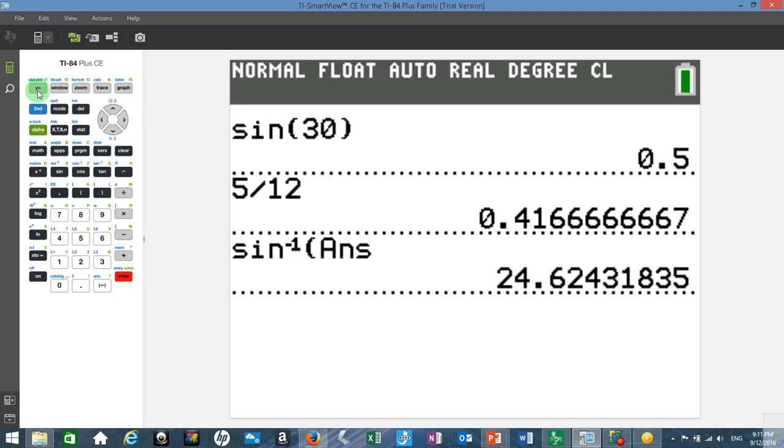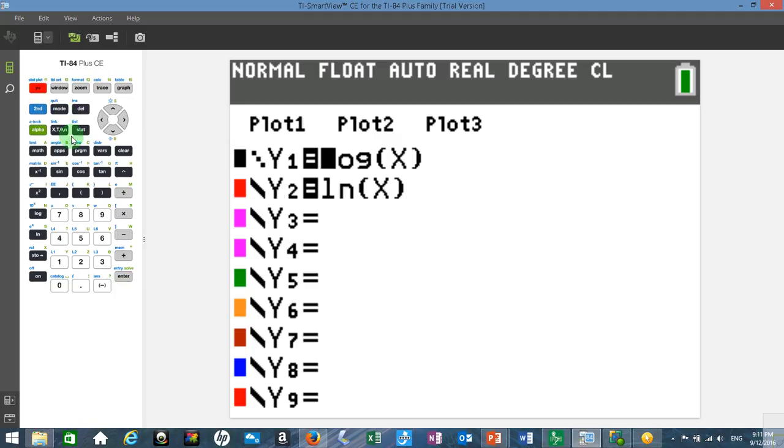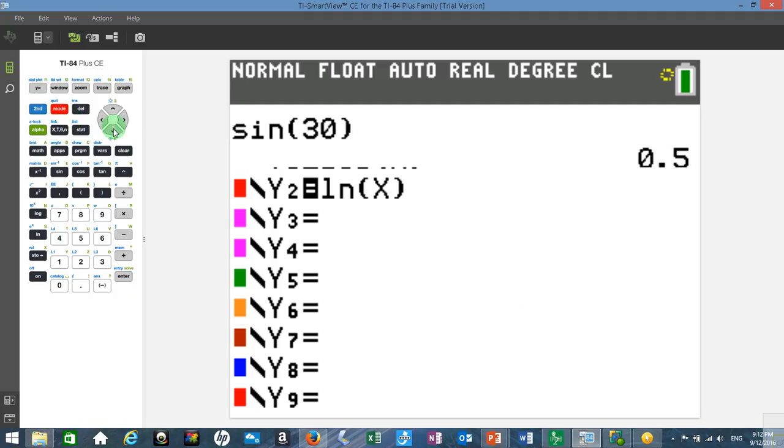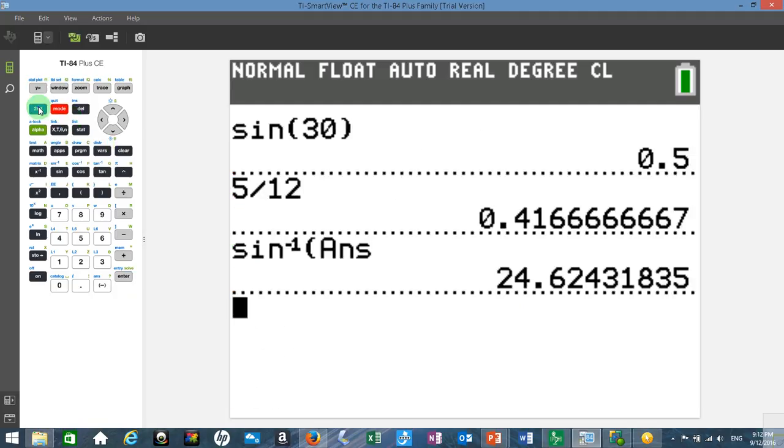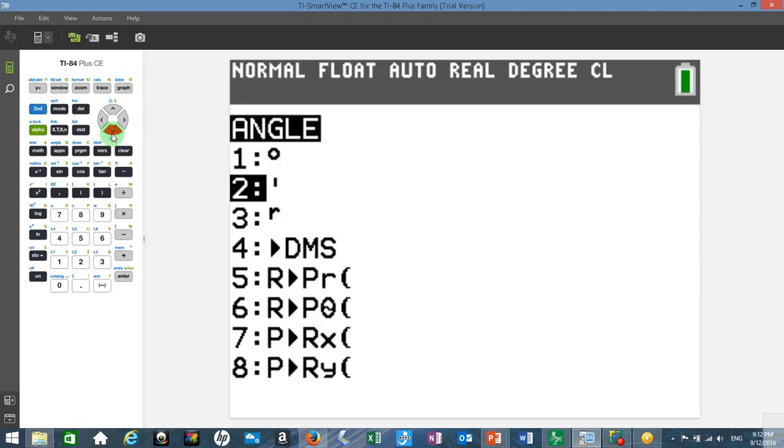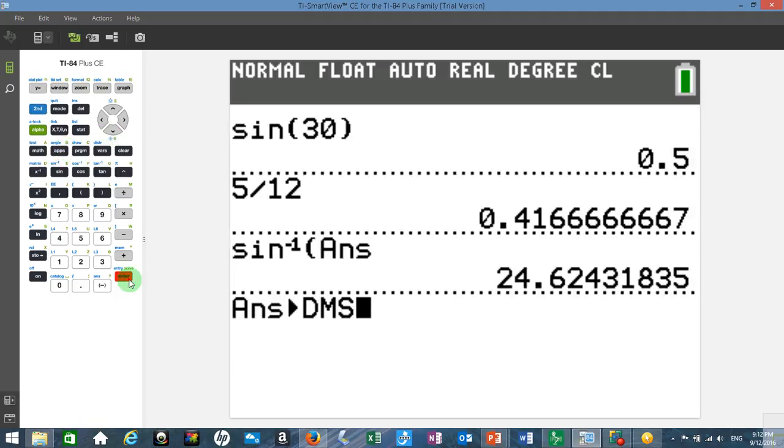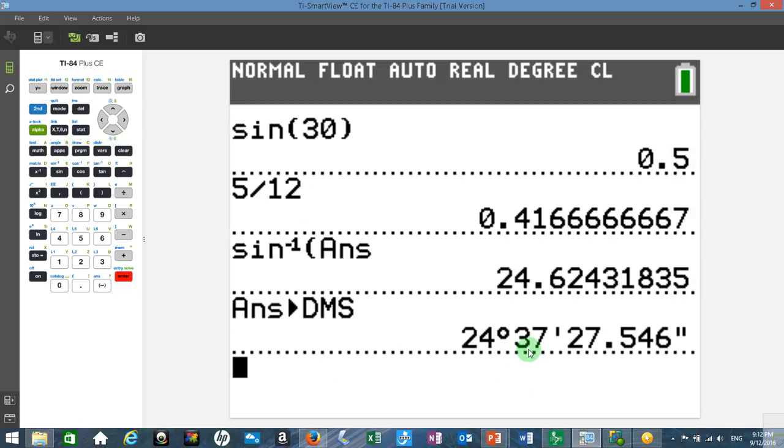And change that to degrees, minutes, and seconds. Oops, I messed up. Let's go back to second, quit. There we go. Second answer. And I want to change that to degrees, minutes, and seconds. Angle, degrees, minutes, seconds. And it's 24 degrees, 37 minutes, 28 seconds. Okay?